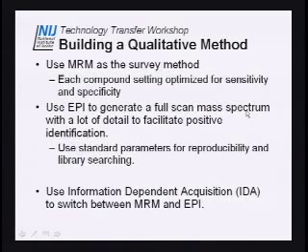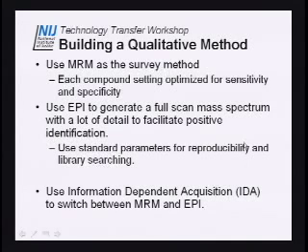All right, so we want to set up and build a qualitative method now. We're using MRM as our survey scan. Those are the parent-to-daughter transitions. We have 130 of them stacked together in a method. Each compound is optimized for sensitivity and specificity of the transition ion. We use EPI to generate a full scan mass spectrum with lots of detail to facilitate positive identification. We use standard parameters, meaning we set the same parameters for reproducibility in library searching. Once you set those parameters and collect the data for all your compounds, you can build your library, and it will work over and over and over.